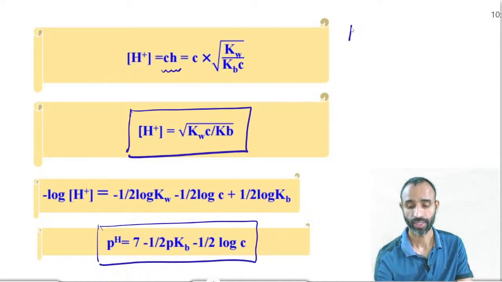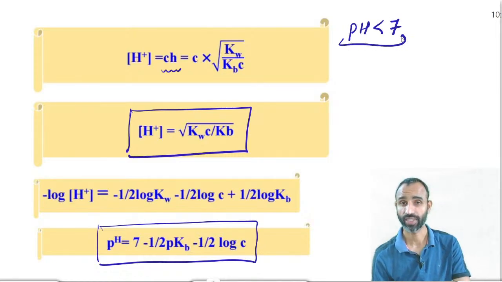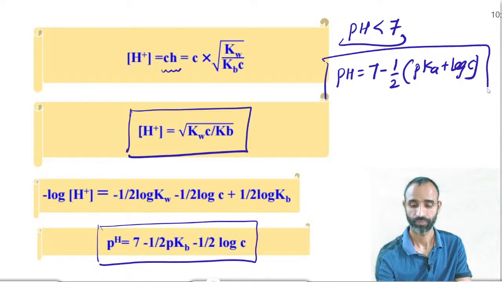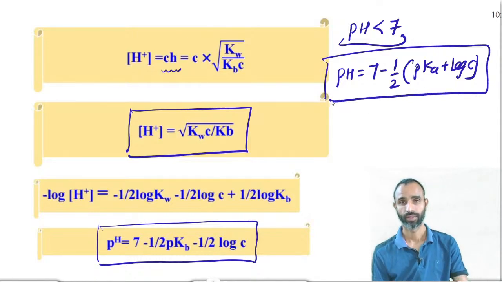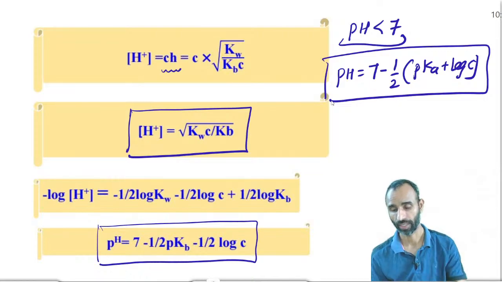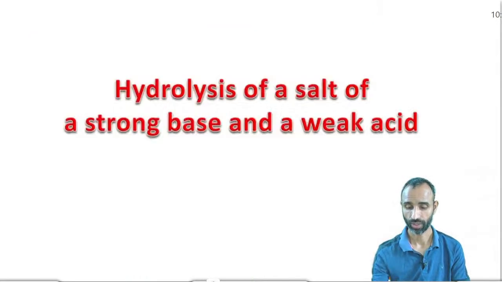see in this case pH is less than 7, right, because the solution is acidic. So pH is equal to 7 minus half of pKb plus log C.